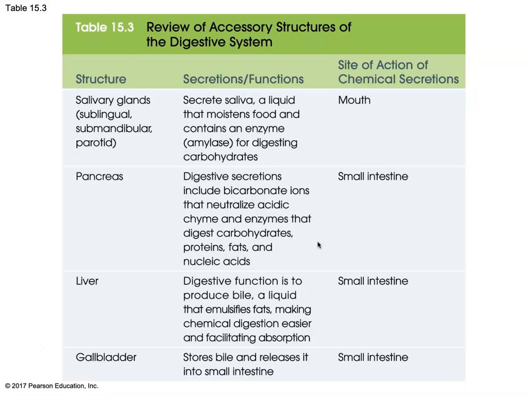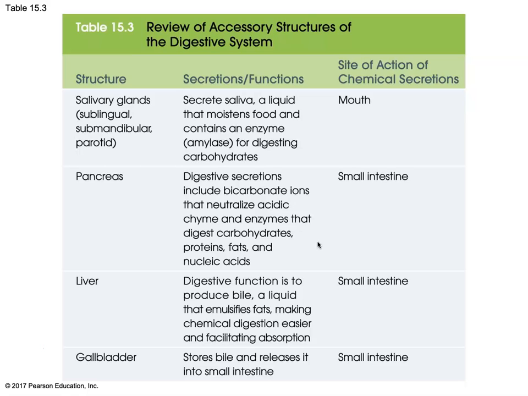So the salivary glands secrete saliva into the mouth. That's where we can break down food. We use that water to moisten the food to aid in swallowing. We use the amylase to help break down carbohydrates into sugars. The pancreas is going to secrete into the small intestine. That's where we're going to digest carbohydrates, proteins, fats, and nucleic acids.